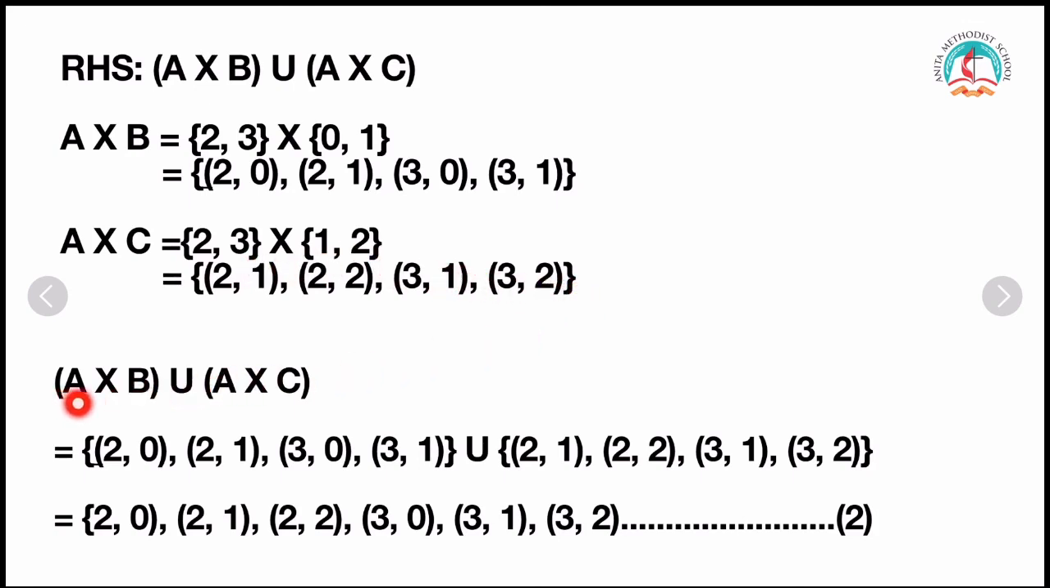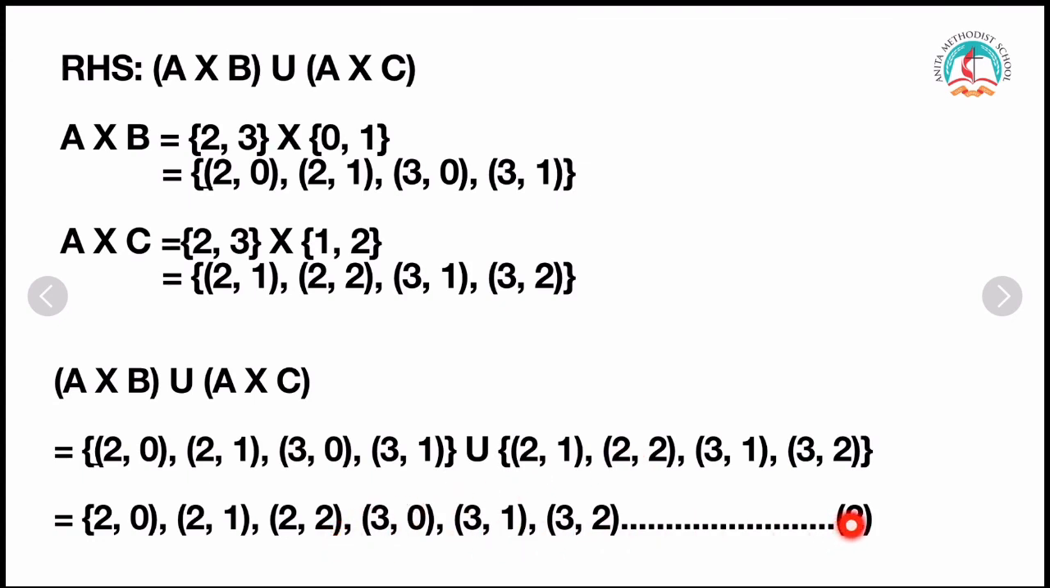Now you are going to combine together and find the right hand side. That is (A cross B) union (A cross C). So you write the ordered pairs and you are going to union them. So you will get (2, 0), (2, 1), which are in both the Cartesian products, so you can write only one time. And then (3, 0), then (3, 1). Then the remaining you can write (3, 2) and (2, 2) also one time. This is your second equation.